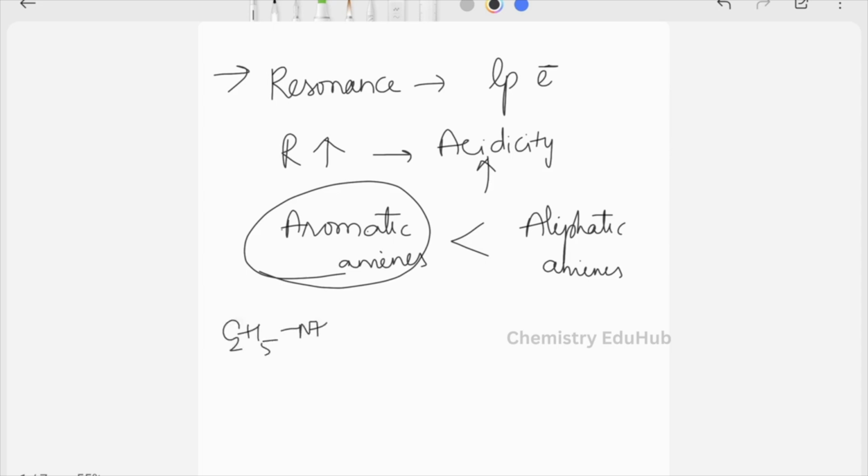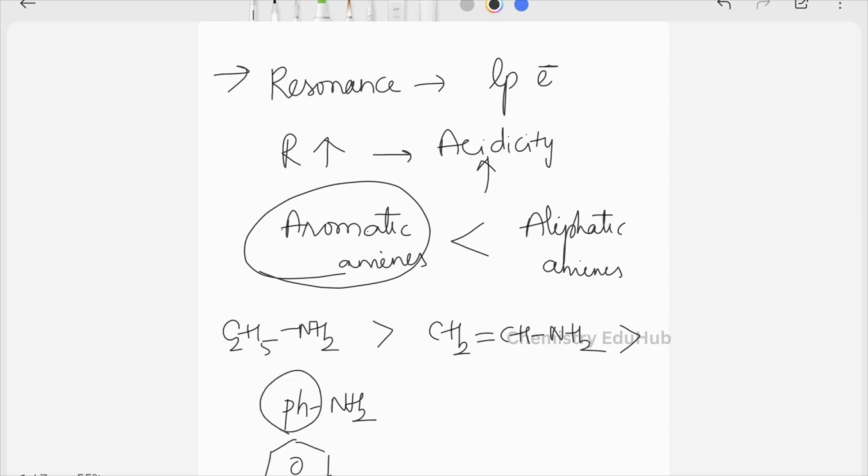So the examples are ethylamine more basic than vinylamine, more basic than phenylamine, or you can say aniline. This ring is nothing but the C6H5 ring, more basic than the CH3COCH3 acetone. So these are the examples for the comparison between the basicity of aromatic amines and aliphatic amines.